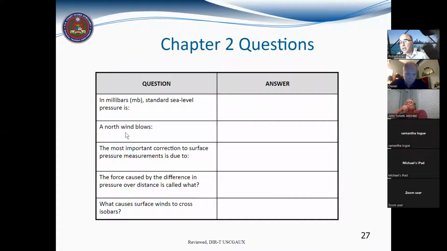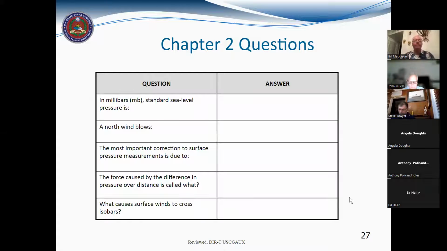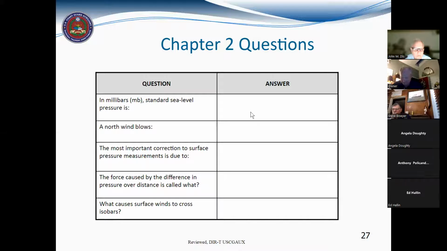All right, I'm going to pick on everybody. Let's see, I don't know who that is. Can't pick on you. That's smart. Bill Madison, in millibars, standard sea level pressure is? Oh, you've got to unmute yourself, Bill. That's the other surprise. Sorry about that. 1013 point something. 2.5. Very good.